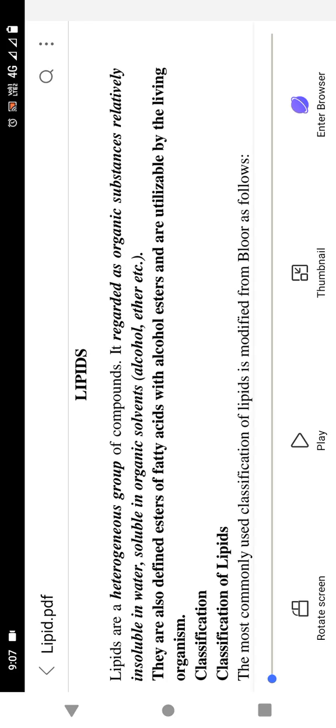It is also regarded as an organic substance, insoluble in water and soluble only in organic solvents like alcohol, ether, etc. The definition of lipid is the esters of fatty acids with alcohol, and they are utilized by living organisms, essentially for their growth and development. Here we see the classification of lipids.